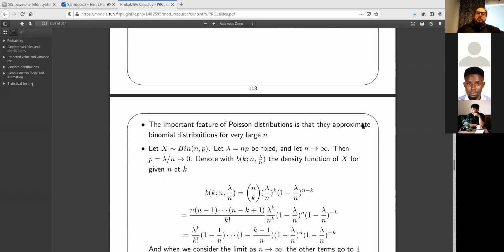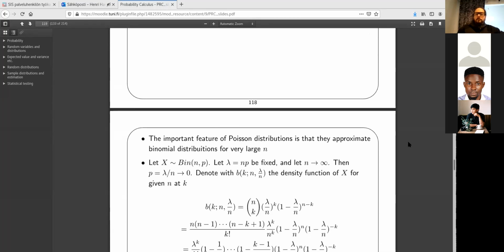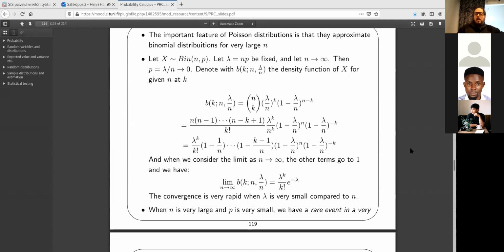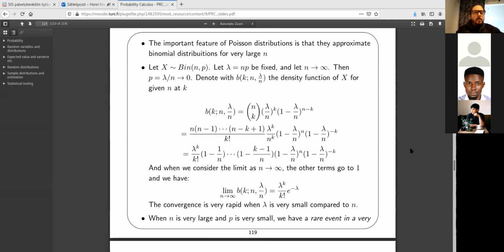The way we arrive at the Poisson distribution is that it approximates binomial distributions for very large n. You can think of it this way. We have a binomial distribution, which is what we could call a coarse approximation of something. We think of some process as someone tossing a coin n times, with probability p of landing heads, or we're carrying out n Bernoulli experiments with probability p.